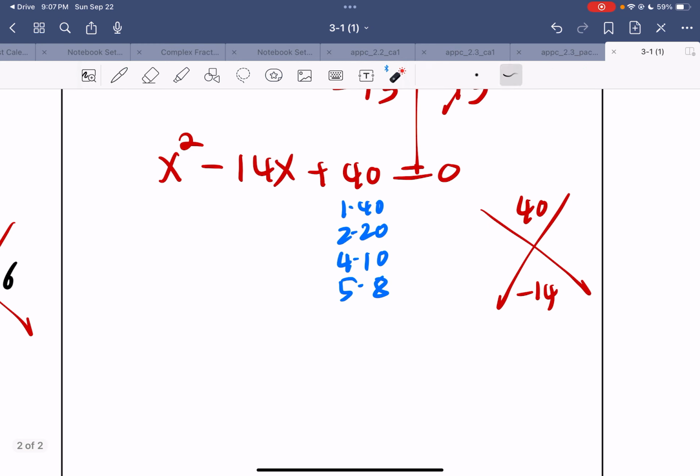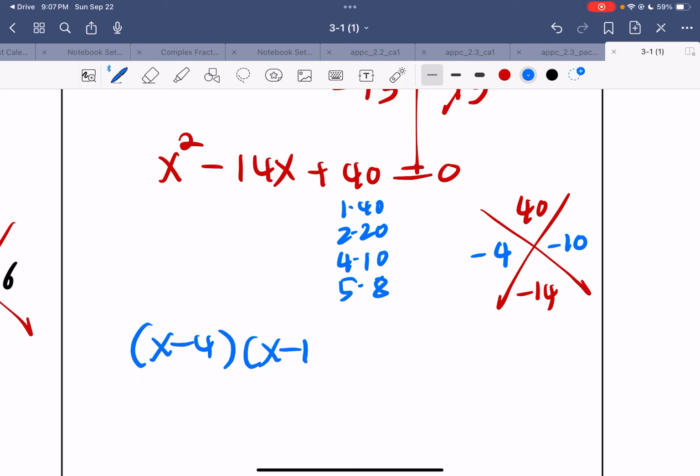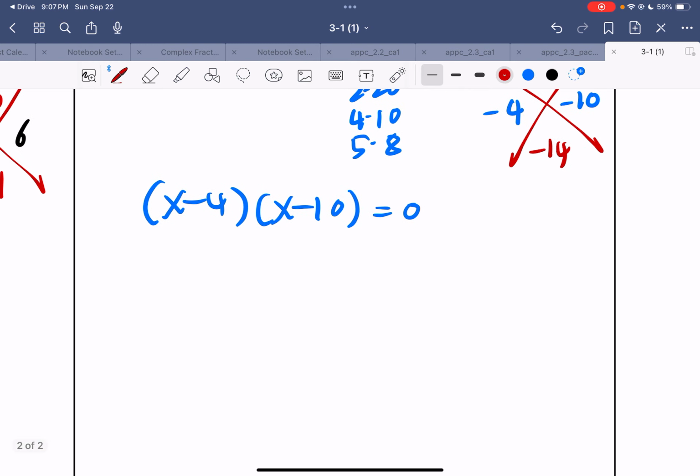So, do you see the top number is positive? So you're trying to find which one adds up to 14. Just don't worry about the sign. It's 4 and 10, so I'm going to put 4 and 10. Now, 4 plus 10 does not give you negative 14, therefore you're going to put two negatives. So it's going to be x minus 4, x minus 10. That is equal to 0. So you have x equals 4 and x equals 10.